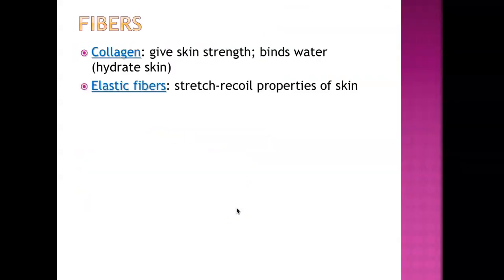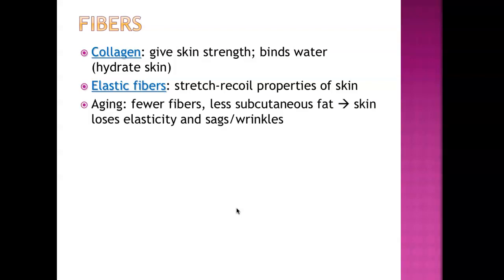So let's talk a little bit about the fibers that you're going to find in this layer. So we're going to have collagen. We've talked a lot about collagen. So collagen's a protein. It gives skin strength. It binds water, so it's very hydrating. And the elastic fibers are going to be there, and it's a protein called elastin, and it's going to be there to stretch and recoil. And so elastin and collagen are the proteins that break down as you age and become fewer and fewer.